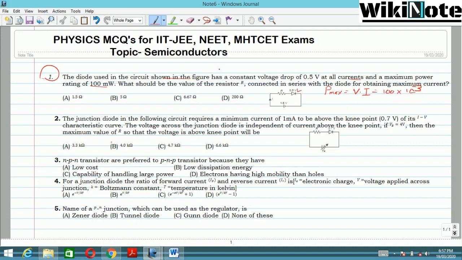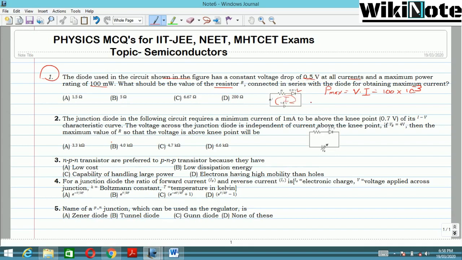So 100 milli means 100 into 10 raised to minus 3, which is given. What should be the value of resistor R, which is connected in series with the diode, for obtaining maximum current? Now see guys, you can see the battery of 1.5 volt is connected across this diode. So this diode must get forward biased if it is getting a voltage greater than 0.5 volt. So 0.5 volt is the constant voltage drop across this diode, and they have asked you what will be the maximum current that can flow through this circuit.